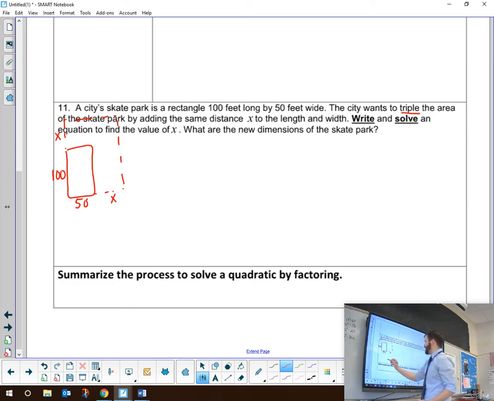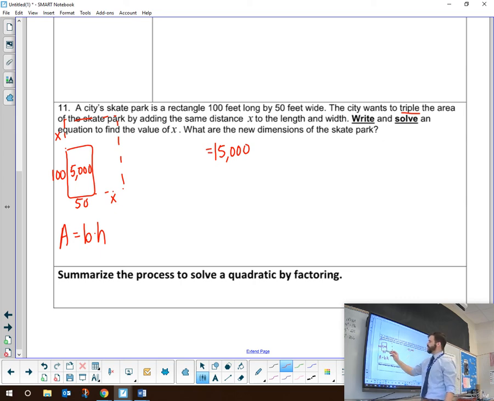Well, remember, area equals base times height. And my base is 50 and my other one's 100. So that's going to be 5,000, right? My area for this one is 5,000. If I want to triple the area, it's going to be 15,000. So we're trying to figure out what can we do to equal 15,000.